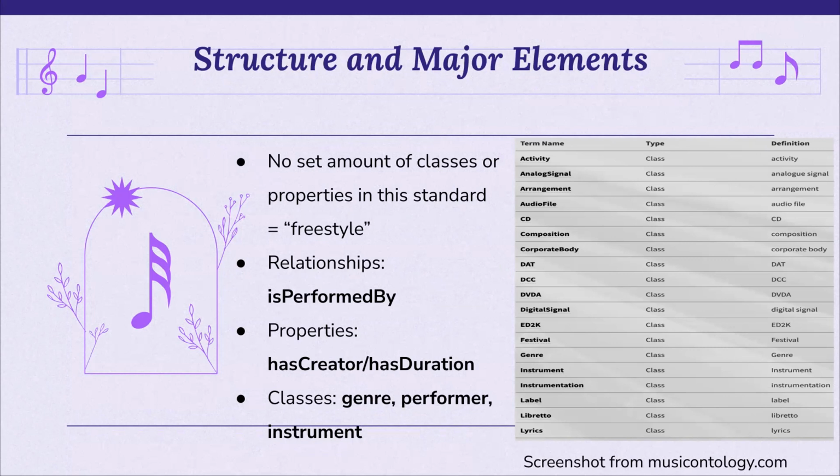Structure and major elements are next to be discussed. There is not a set amount of classes or properties. On the official music ontology page, there are 54 classes and 153 properties described. Relationships allow for full statements such as the Schubert Trout Quintet is performed by the Norwegian Chamber Orchestra, or of all three of Bruch's violin concertos, only the first concerto is performed. Classes describe content referring to the terms, genre, performer, instrument, etc. Properties include words such as has creator or has duration.